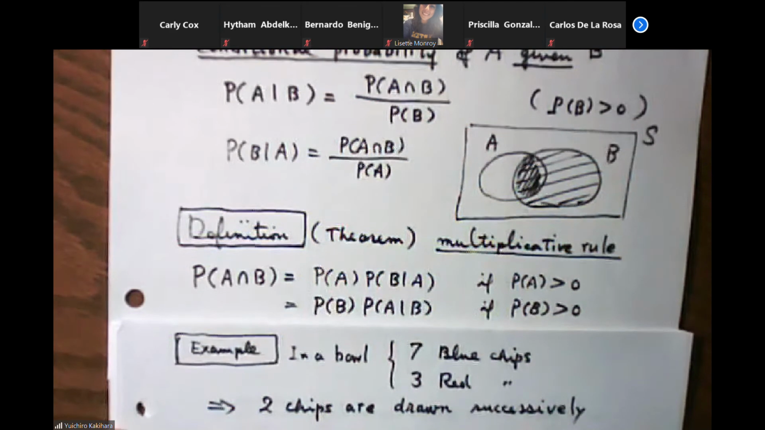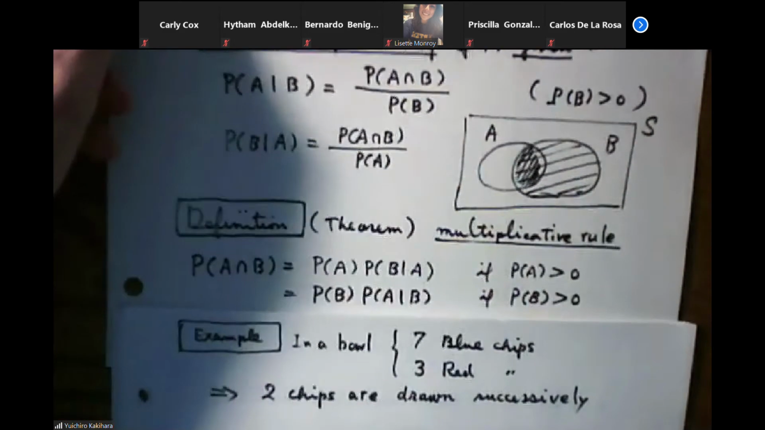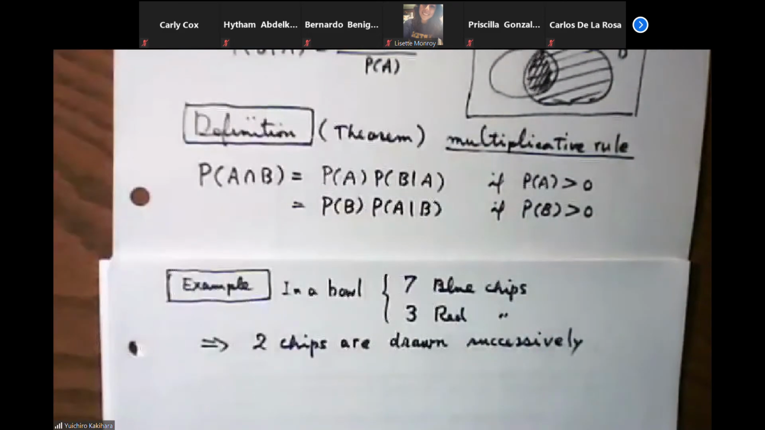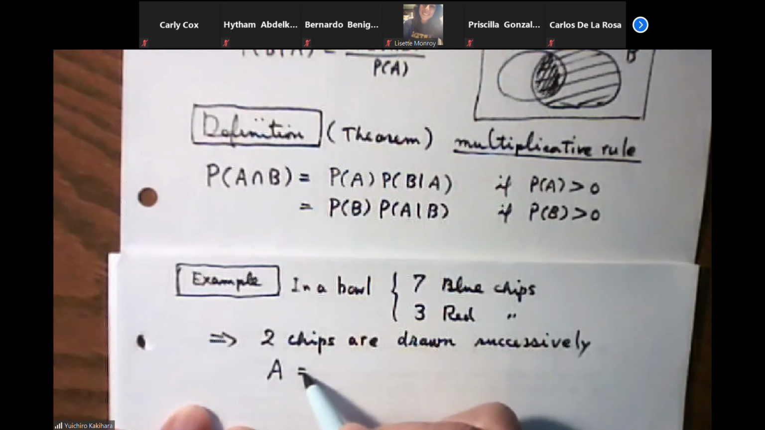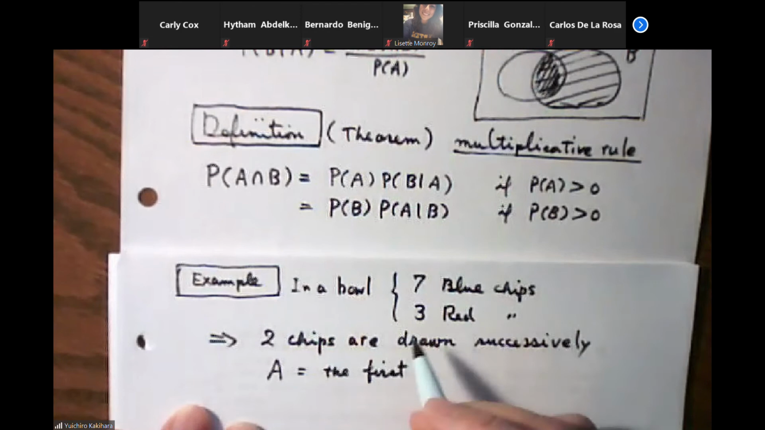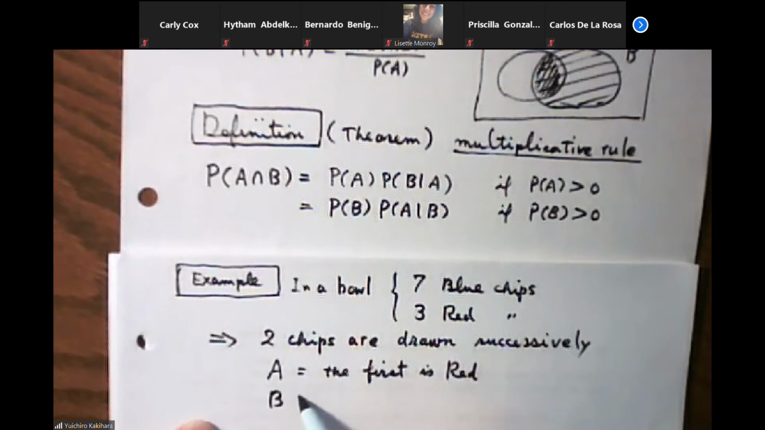And this is what we have to do. And then there are 2 events considered. What events? A is the event that the first one is red. First chip is red. And B is the event that the second is blue.